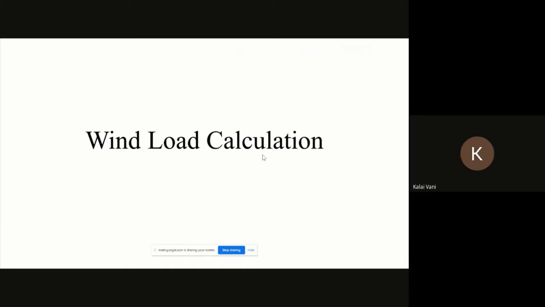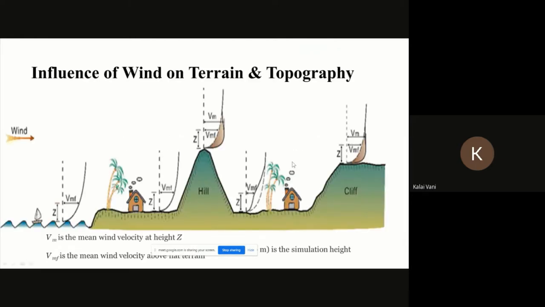Yes, wind load calculation. First of all, we need to know why we are taking wind as a part of your load calculations. Wind can be characterized into many categories, like a breeze or a cyclone, right? So why do we need to take wind? Wind has two aspects that we can share.